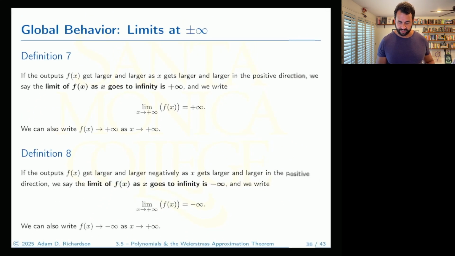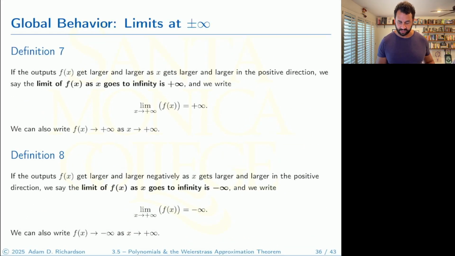Now we can take the limit going to different places. The results can be different. All of that is fair game. This one down here, the limit as x goes to infinity of f of x is negative infinity. That means as x gets larger and larger, your function is getting smaller, lower and lower, going down like that. That's what that means.